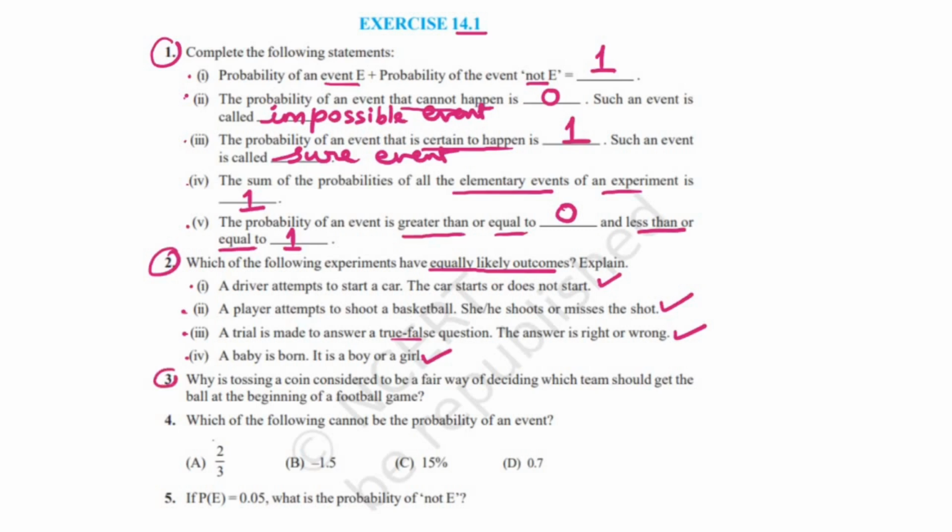The third question, why is tossing a coin considered to be a fair way of deciding which team should get the ball at the beginning of the football game? So tossing a coin is considered to be a fair way of deciding because when a coin is tossed, either it is a head or a tail.